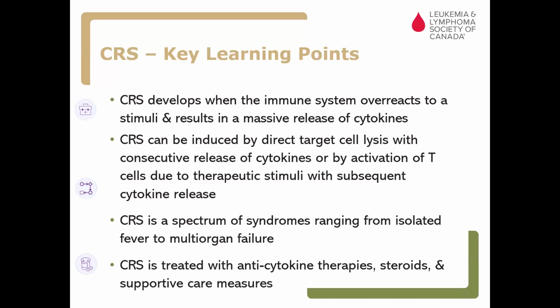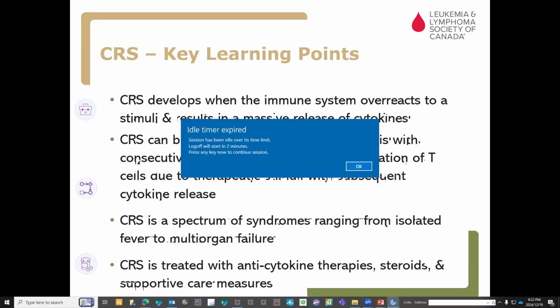So key learning points for CRS. CRS develops when the immune system overreacts to a stimuli and results in a massive release of cytokines into the bloodstream. CRS can be induced by direct target cell lysis with consecutive release of cytokines or by activation of T cells due to therapeutic stimuli with subsequent cytokine release.